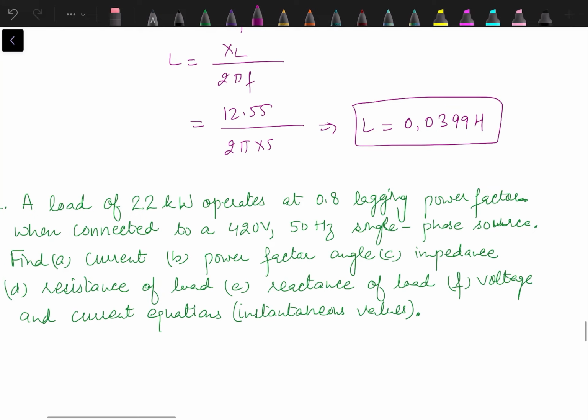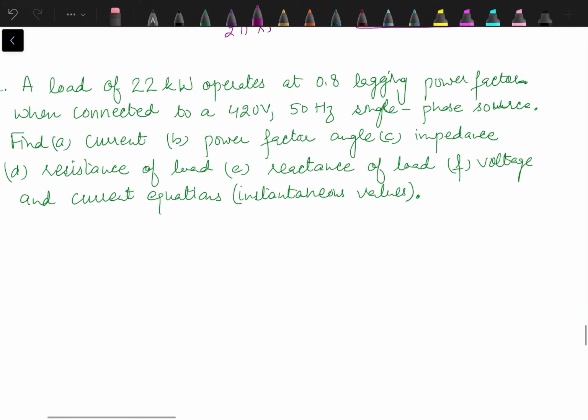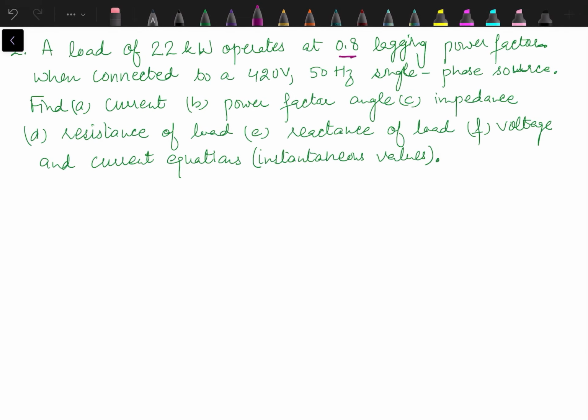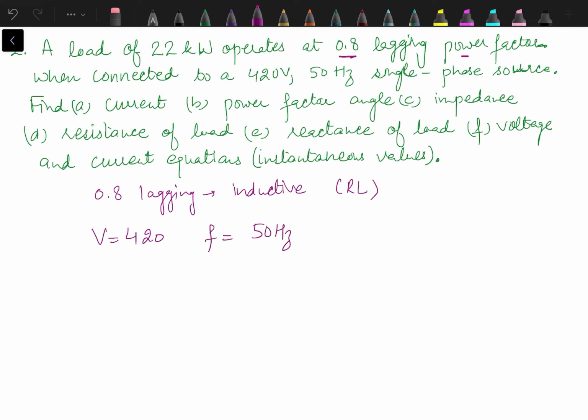Now the next problem is a load of 22 kilowatt operates at 0.8 lagging power factor. Now when it's written 0.8 lagging power factor, it indicates that load is inductive load. It's an inductive load, means RL, connected to 420 volt, 50 hertz single phase source. So voltage is 420, frequency is 50 hertz. Find current, and power is also given, that is 22 kilowatt. Find current, power factor angle, impedance, resistance.